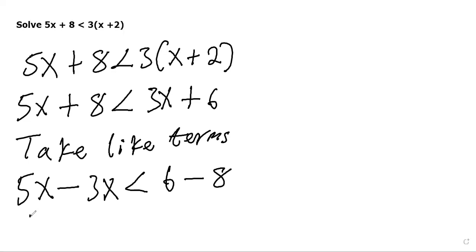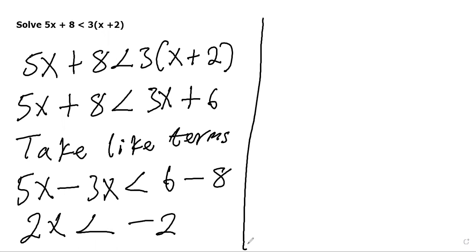Here, I'm going to be having 5s minus 3s, which is going to be 2s, right? I put the inequality sign here. So plus 6 minus 8 is going to be minus 2, right? So right here, I'm just going to repeat this so that we see it vividly. 2s < -2, right?